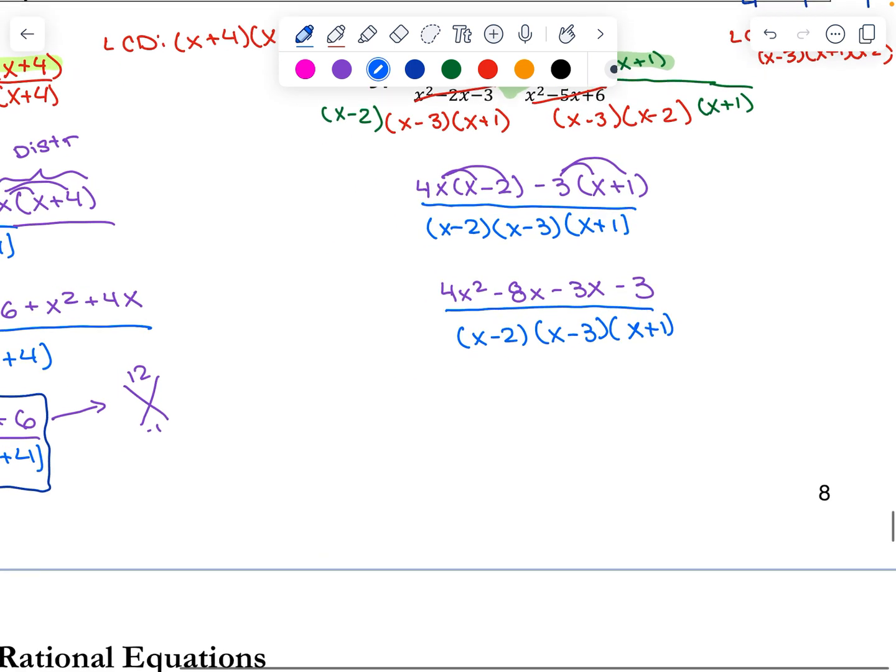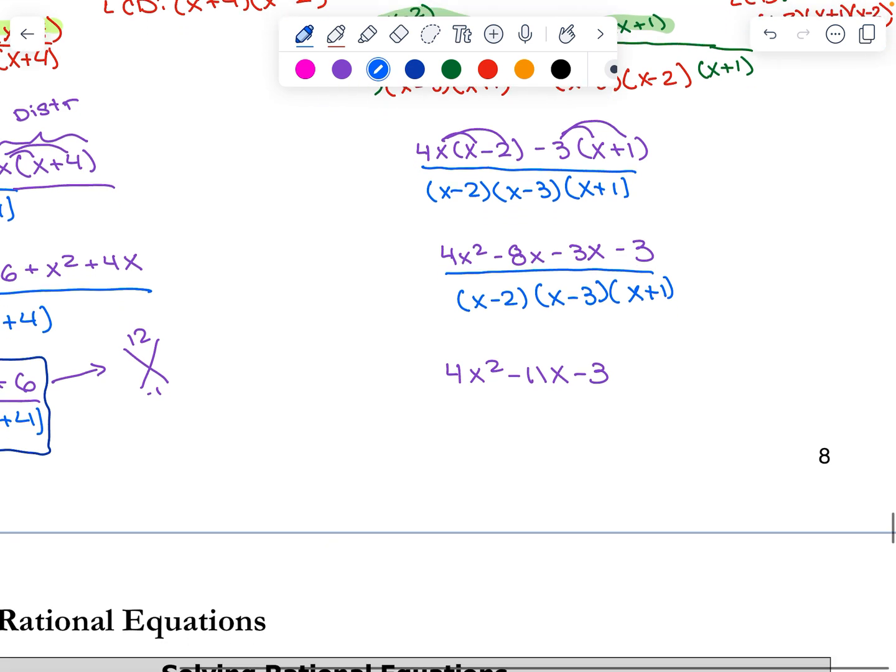So my numerator, I'm going to go ahead and combine my like terms here, negative 8x minus 3x, and that is going to become 4x squared minus 11x minus 3. And again, nothing has changed with my denominator. Now I'm running a little bit out of room, so I'm not going to keep writing my denominator because I need to factor this. So I'm going to factor this by seeing what multiplies to negative 12 and adds to negative 11. So that's going to be a negative 12 and a 1. So I'm going to go ahead and split the middle here between a negative 12x and a 1x.